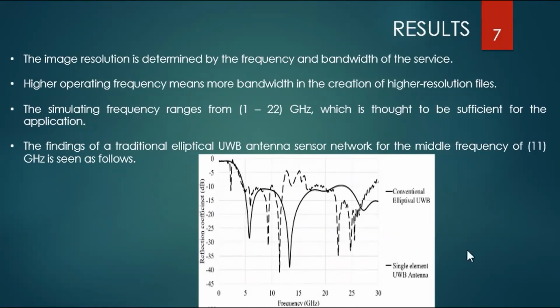So the finding of the traditional ultra-wideband antenna sensor network is that in the middle, at 11, we have resonations here in 11. This means that is the place that we wanted for our application.